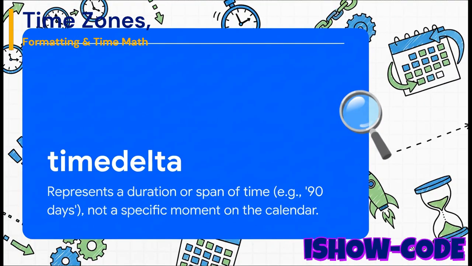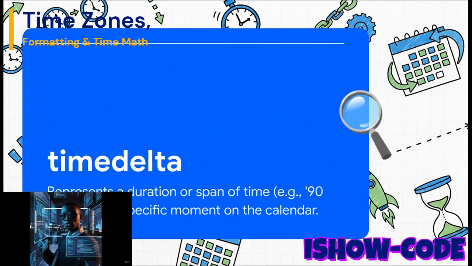So, here's the key concept to grasp. There's a special object called a timedelta. A timedelta isn't a point in time like a datetime is. Instead, it represents a duration, a span of time. It's not a destination, it's the length of the journey. Think 90 days from now, or 3 hours and 15 minutes ago.